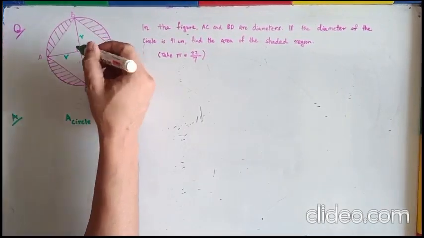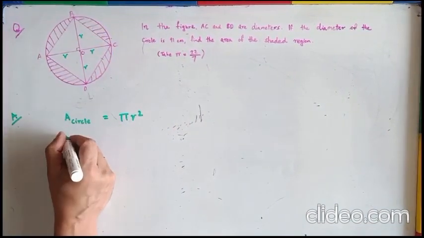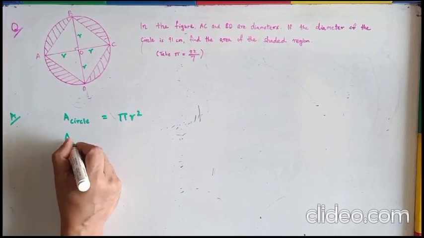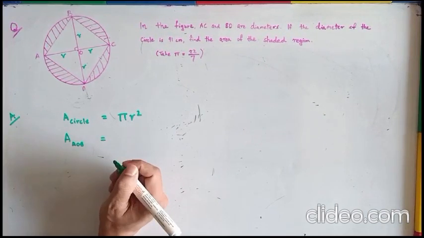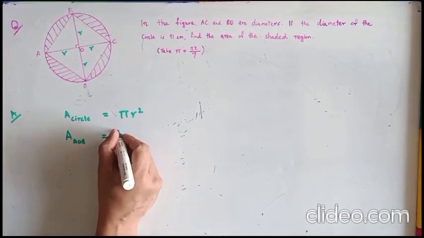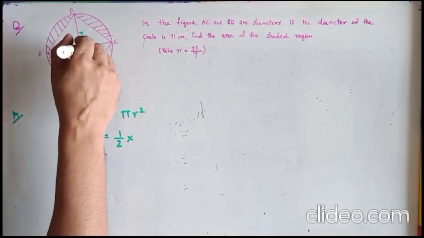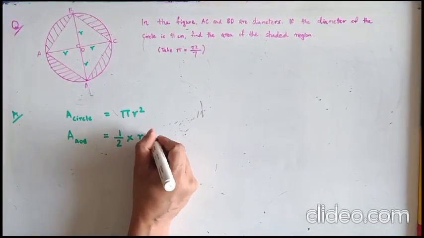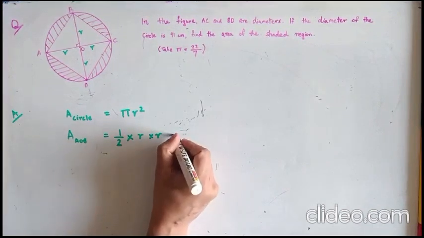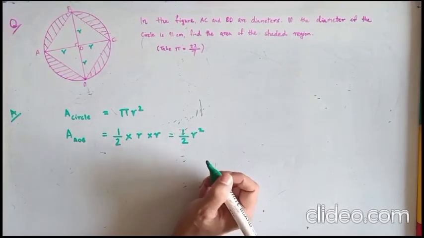Now the area of triangle, let's say AOB. The area of triangle AOB, what will that be equal to? That will be equal to half into the base into the height. So half into R into R, which is nothing but half R squared.